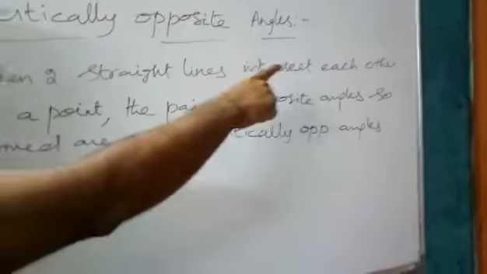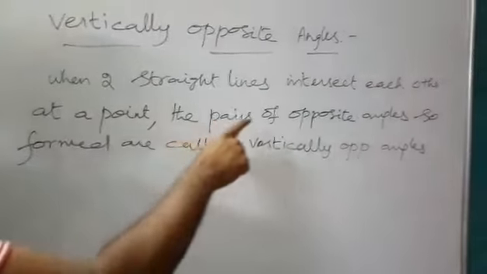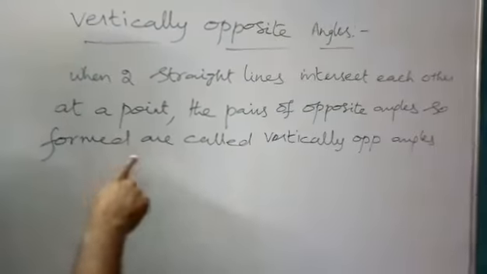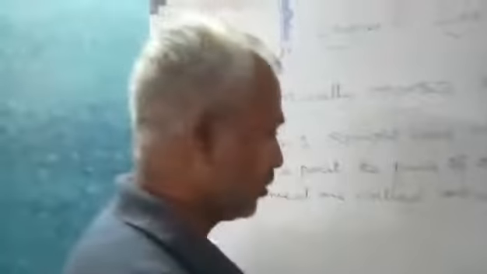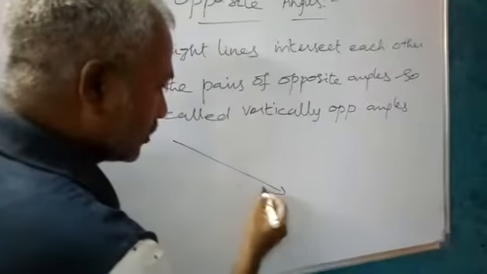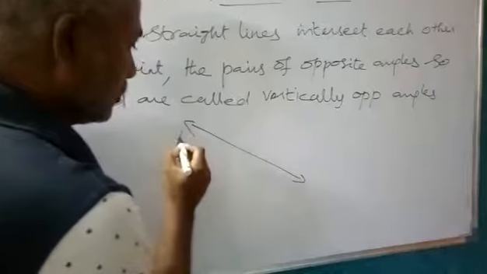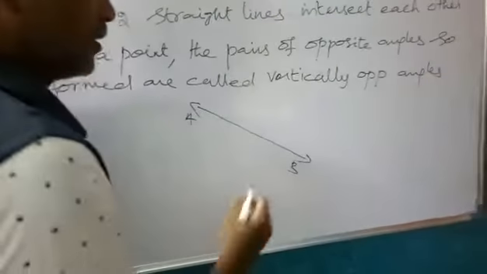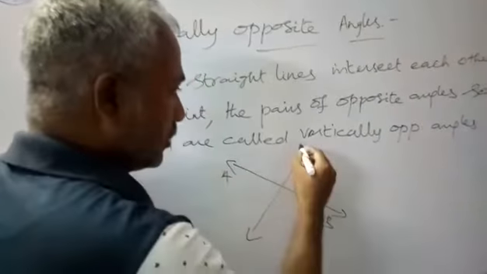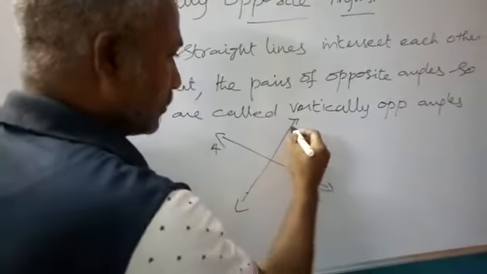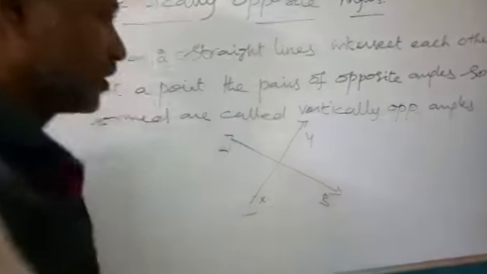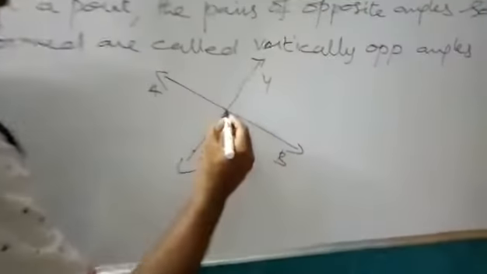Vertically opposite angles. When two straight lines intersect each other at a point, the pairs of opposite angles so formed are called vertically opposite angles. Listen here. This is one straight line, which I am taking as line AB. Another straight line is line XY. Those two lines intersect at one point, which I am taking as P.